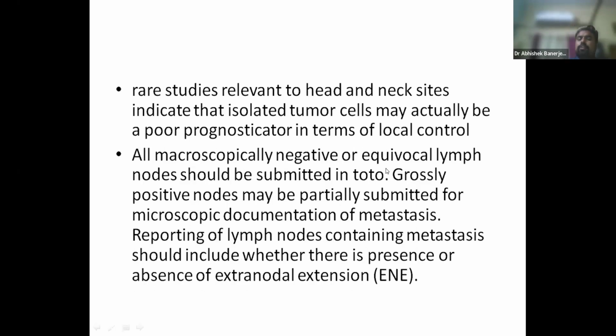So all macroscopically negative nodes of equal volume should be submitted in toto, as I have told, and we also have to look for extranodal extension. First there is a central connection, and they will first come to the lymph node. Then after that they will spread to the extranodal region. Extranodal means they can also go to the body spaces. So that is having a very poor spread, so that is having a very poor outcome. So that we have to mention. We have to see the capsule of the lymph node also.